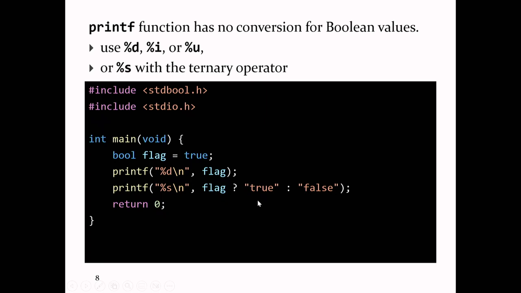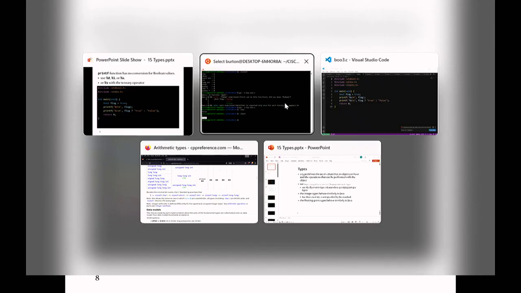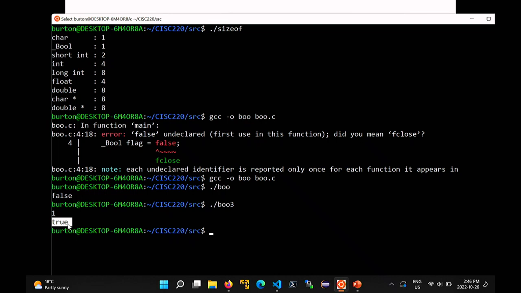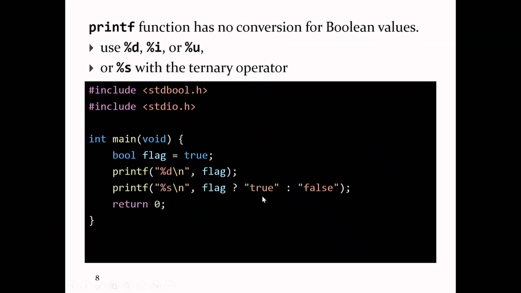In other words, if the flag is true, all of this gets replaced with true, and if the flag is false, all of this gets replaced with the string false, which I can then print as a string. In that way, you can print true in this case. Which would be nice if there was a way to do this without having to go through the ternary operator, but there isn't, unfortunately.